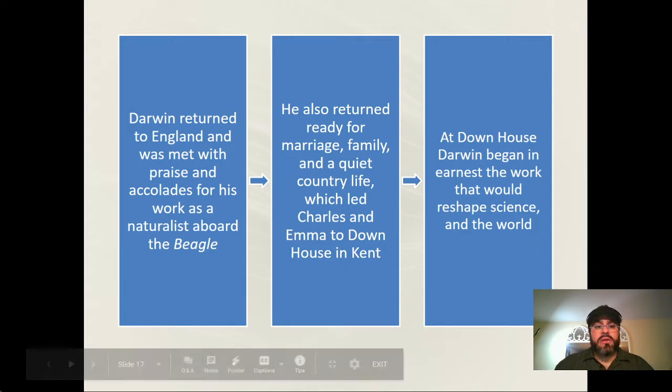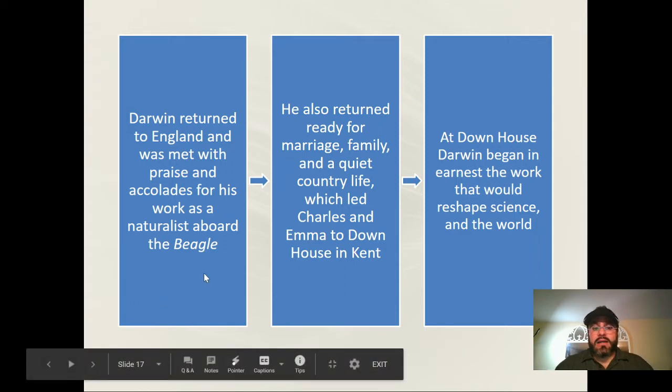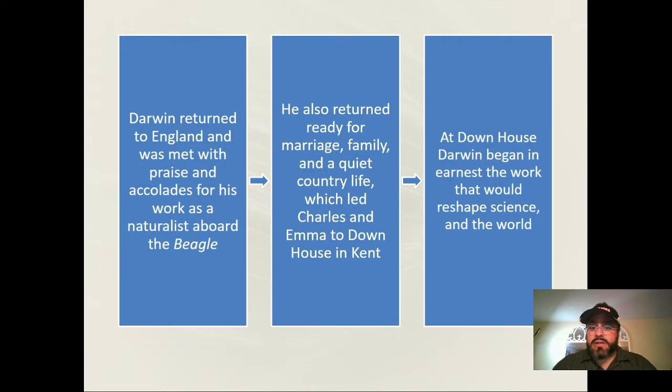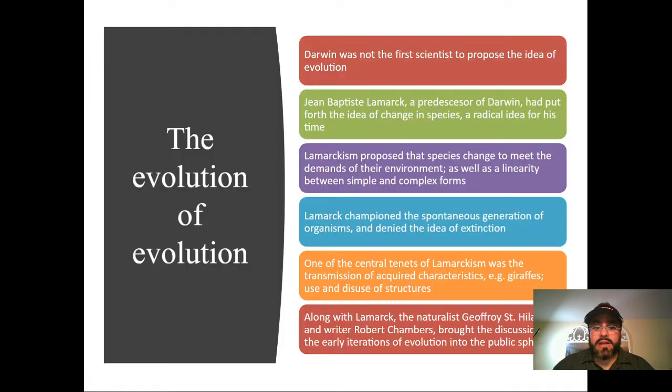So Darwin returned to England and was met with praise and accolades for his work as a naturalist. He got married to his cousin, and he then went on to reshape the world in science by writing his theory. A couple of things you should know before we get into Unit 7 is that Darwin was not the first scientist to propose the idea of evolution.